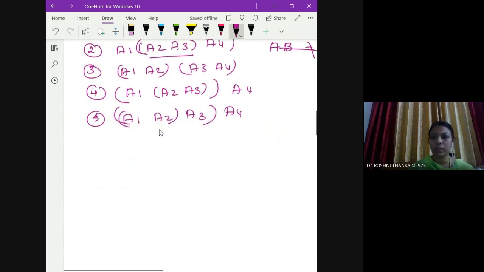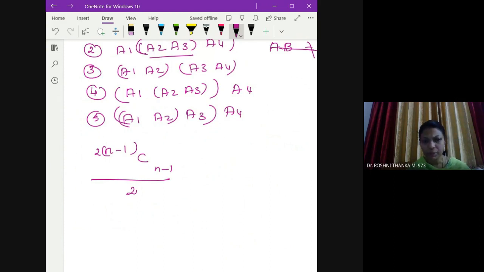So what is the formula I told you? The formula is 2(n minus 1) C (n minus 1) divided by n, right? That is the formula which we have. So here the n value, how many matrices do we have? Totally 4. So n minus 1, 4 minus 1, we'll be having 3. So what will be the answer? We'll be getting 2 into 3 C 3 divided by the n value, which is 4. Sorry, here it is n, right? n value is 4. So we will be getting 2 3s are 6 C 3 divided by 4.